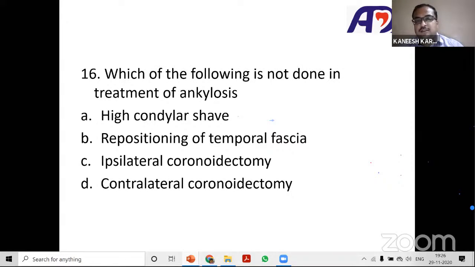Which of the following is not done in the treatment of ankylosis? This is a very simple, straightforward question. No. Answer is not B.